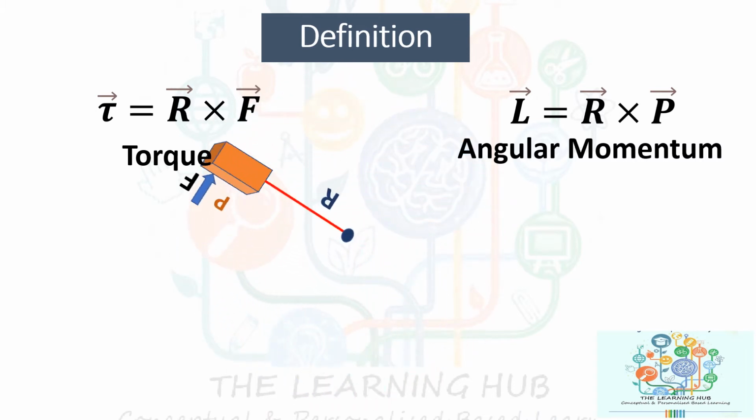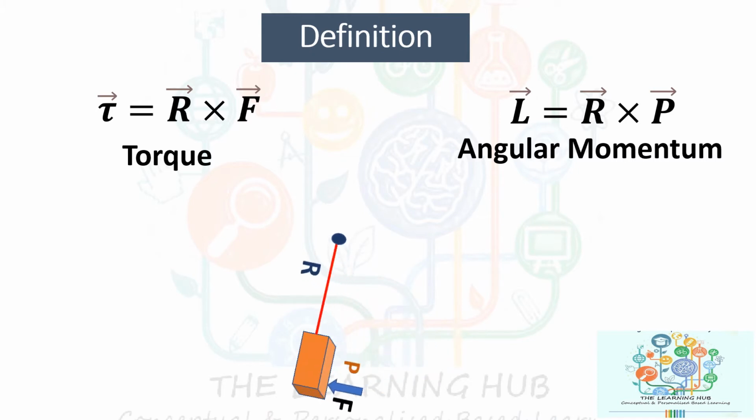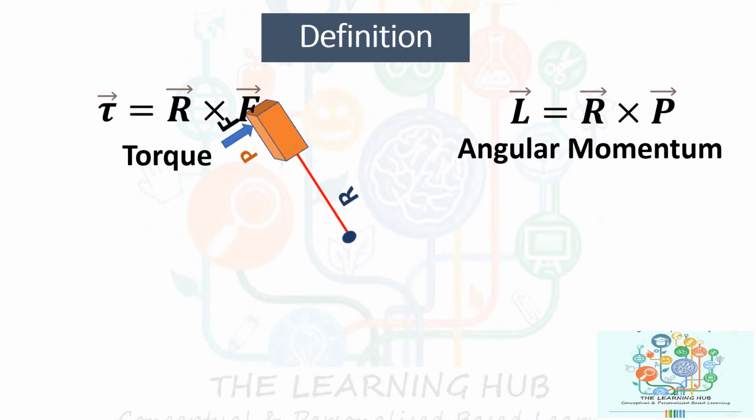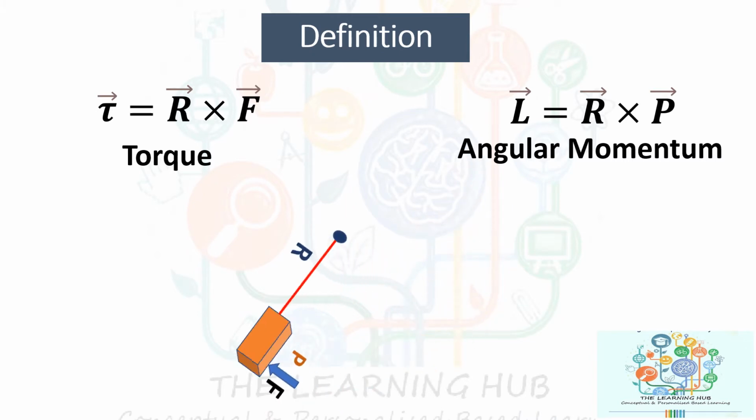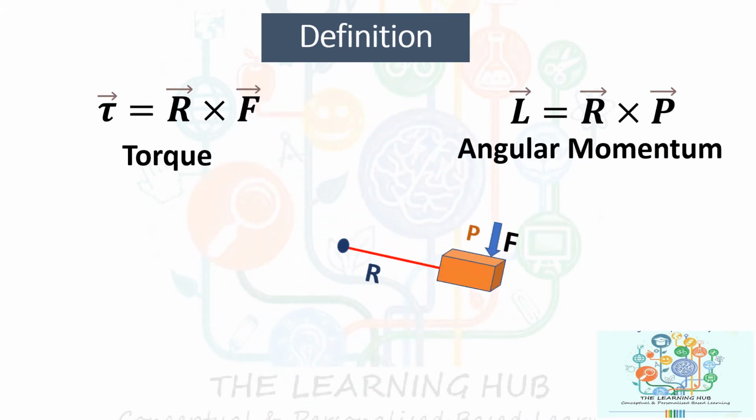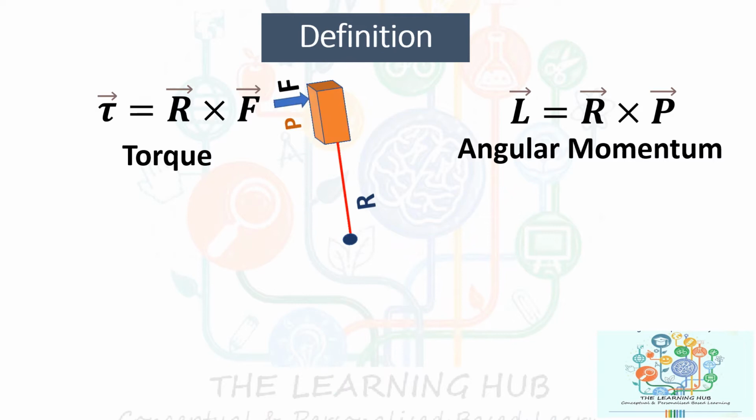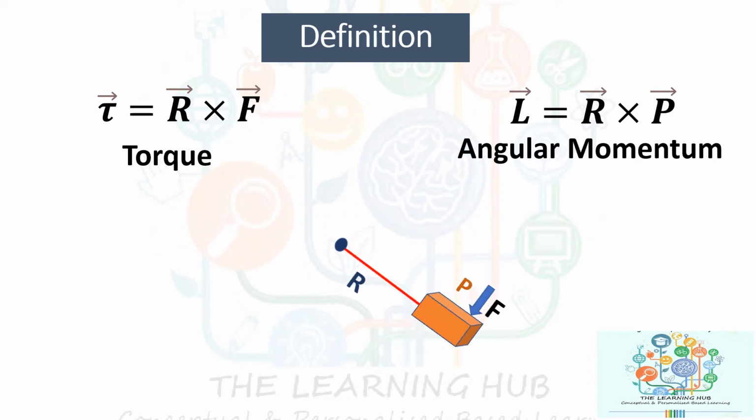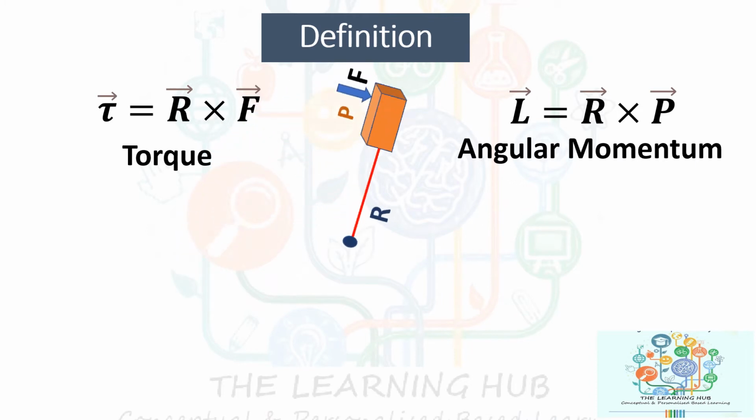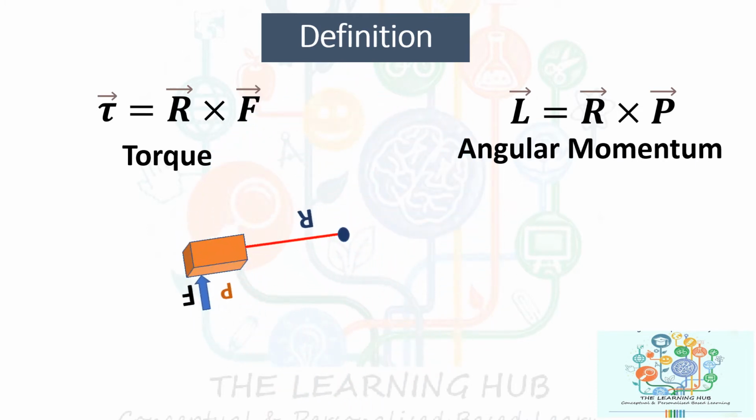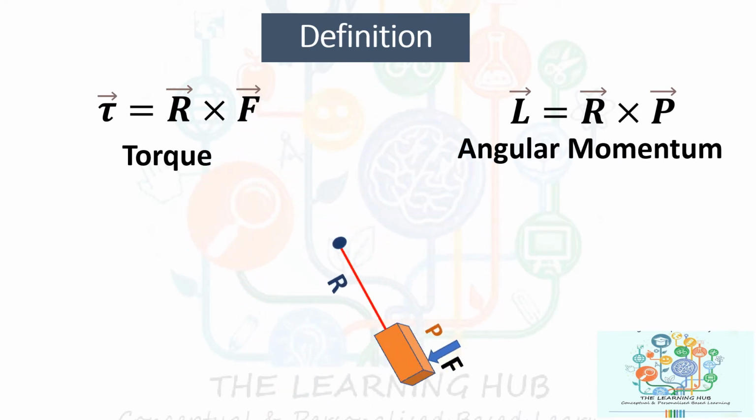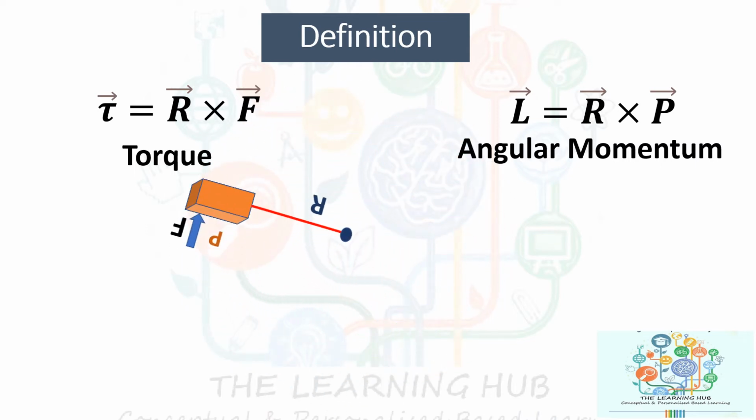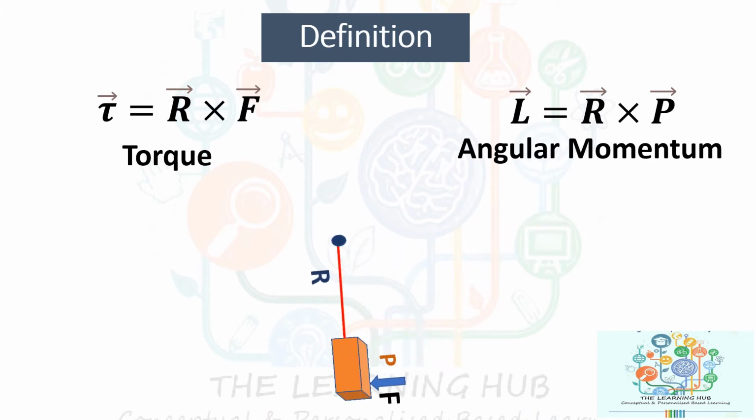It is calculated based upon the force applied on the body and the distance from the axis of rotation. With this, you can see r is the distance from the axis of rotation and F is the force applied at the body. So torque is defined as the vector product r cross F, and in a similar way the angular momentum is defined as r cross p.